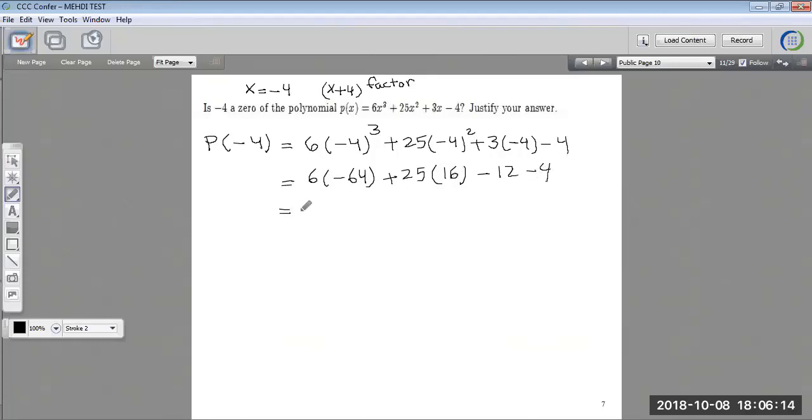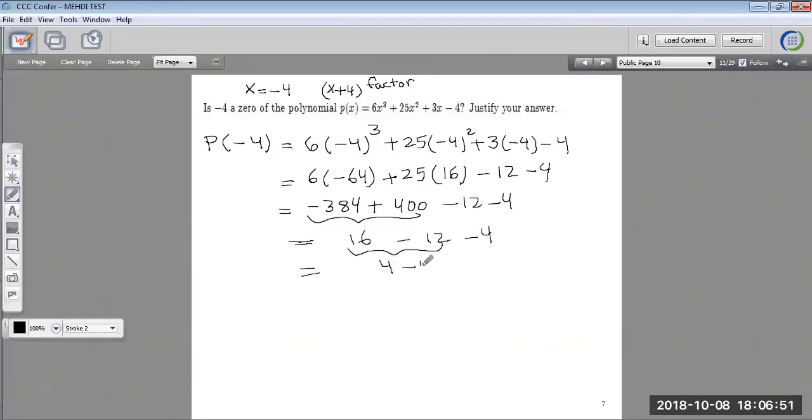You get 6 times minus 64, which gives you minus 384. And then plus, you get 400 minus 12 minus 4. And then here I get 16 minus 12 minus 4. Looks like it is going to be equal to 0.